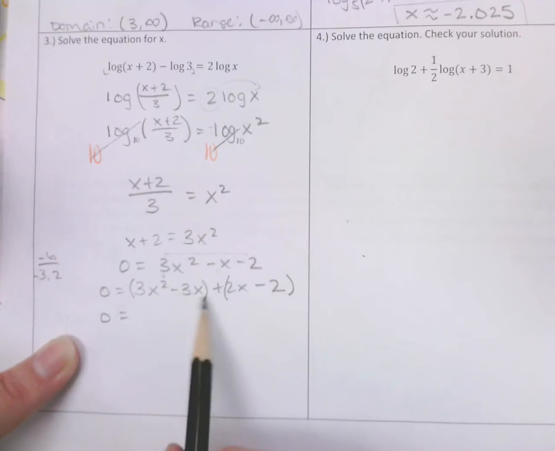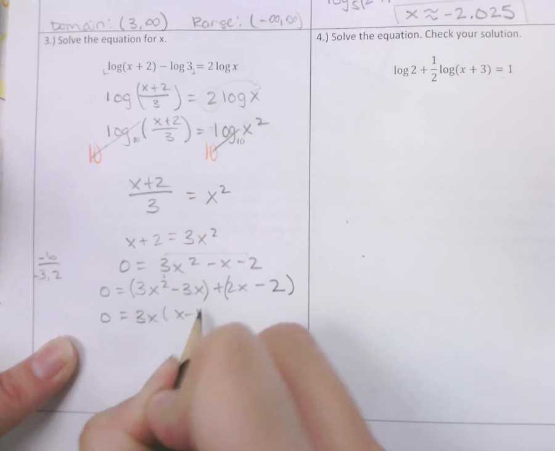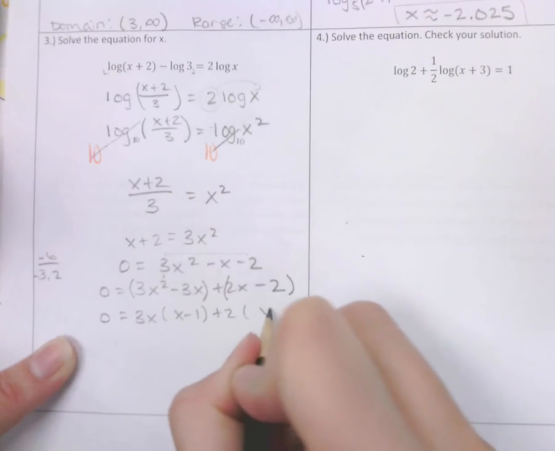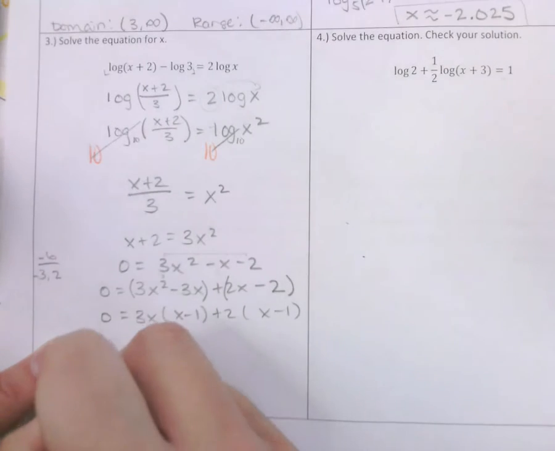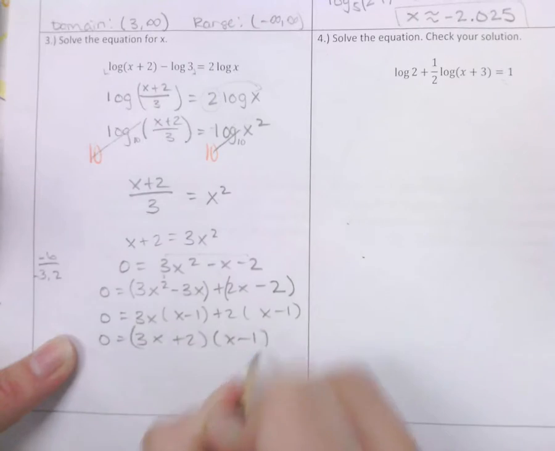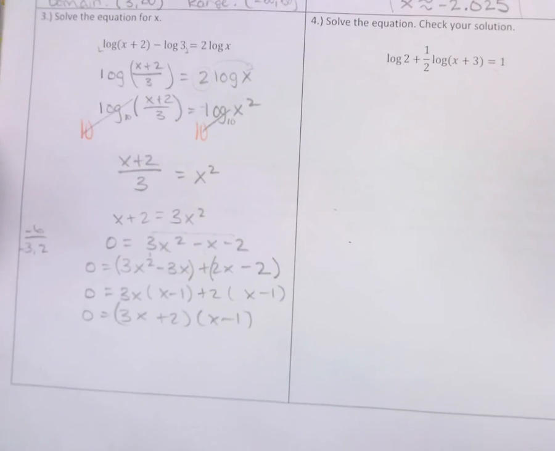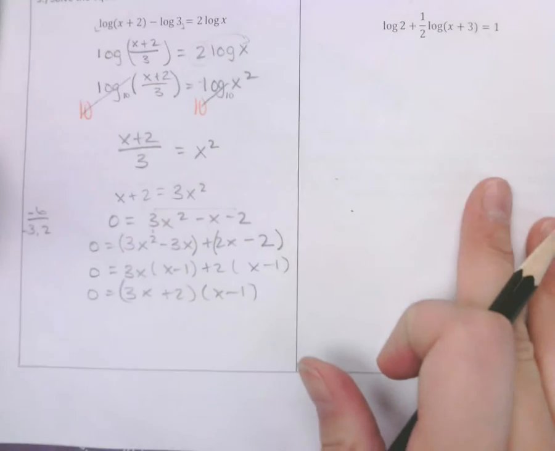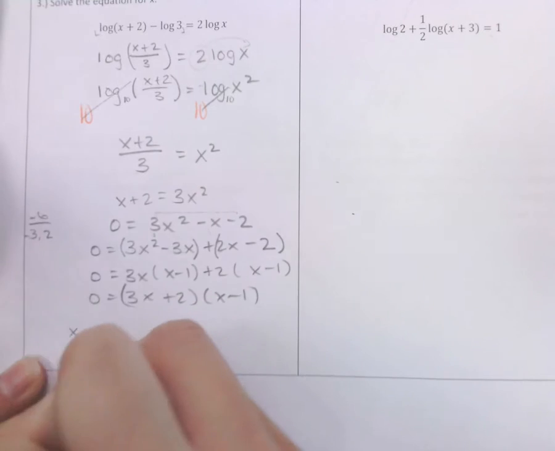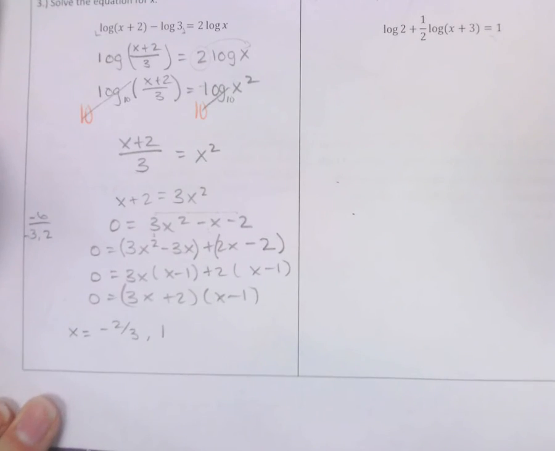My greatest common factor here would be what? 3x. So 3x and then x minus 1. Greatest common factor here? 2, so plus 2, x minus 1. So my factors are 3x plus 2 and x minus 1. And you want to take those, set them equal to 0, and that will give you negative 2/3 and 1 as your solutions.